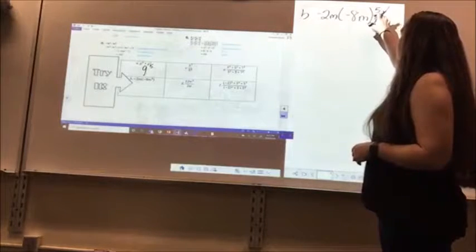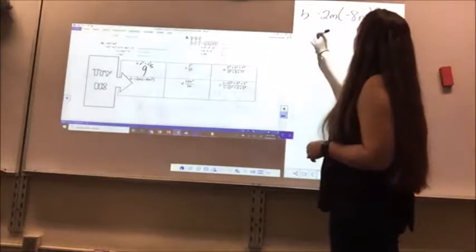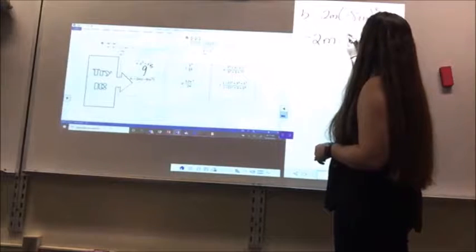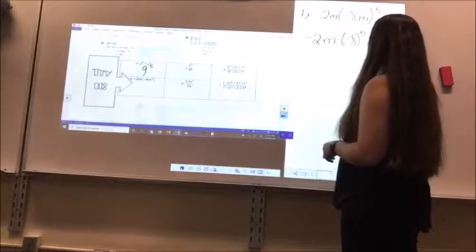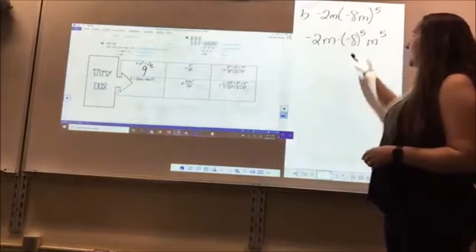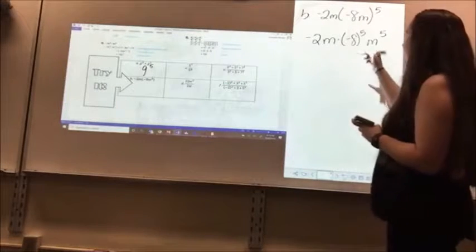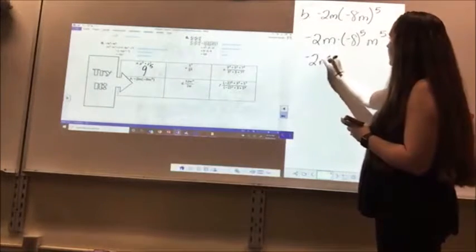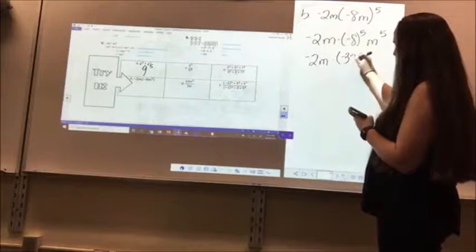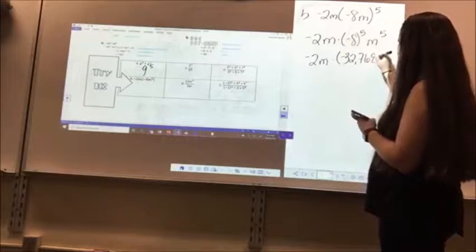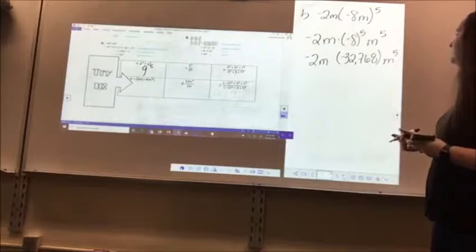This 5, I need to also put it onto my negative 8. So I have negative 2m times negative 8 to the 5th, m to the 5th. Okay? So I need to solve this first. Negative 8 to the 5th power is negative 32,768 m to the 5th.